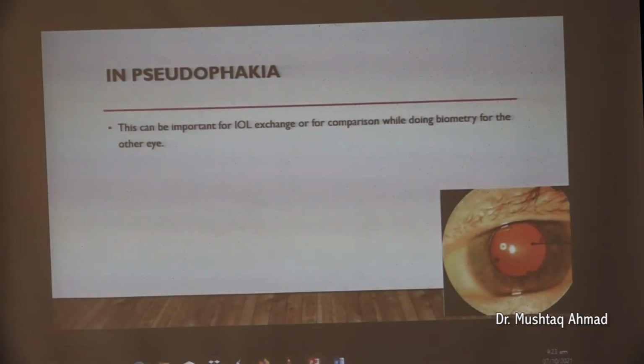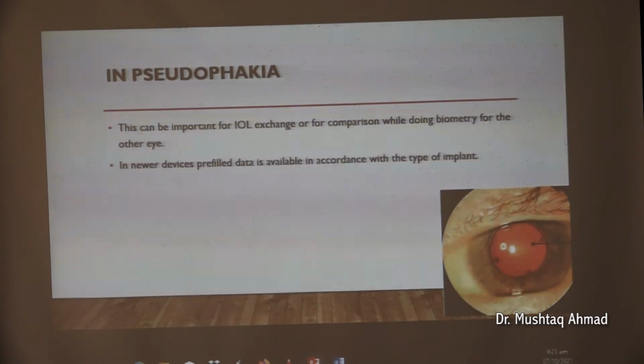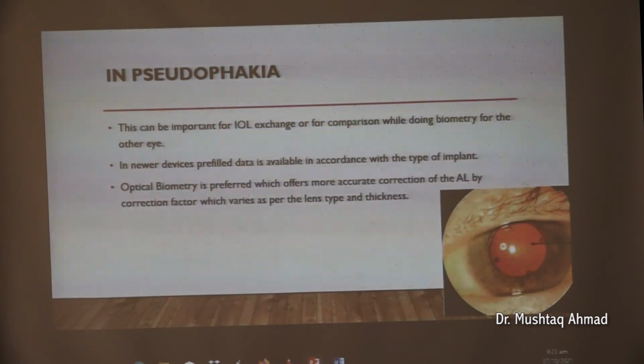In pseudophakia, this can be important for IOL exchange or for comparison, while doing biometry for the other eye. In newer devices, pre-filled data is available in accordance with the type of implant. So whichever lens you implanted, they are already in the machine. You can select that one. Optical biometry is preferred, which offers more accurate correction of the axial length by a correcting factor, which varies as per the lens type and thickness.